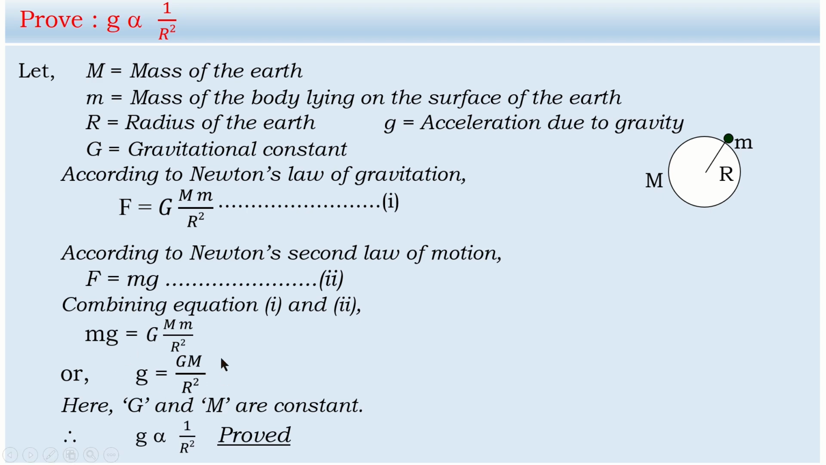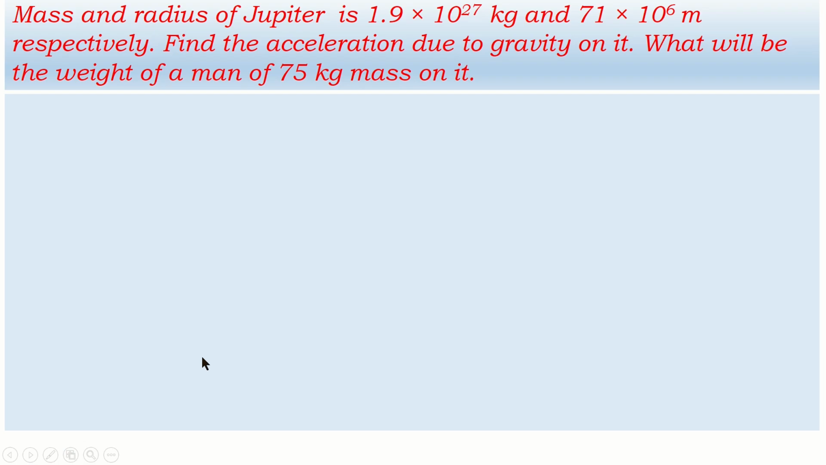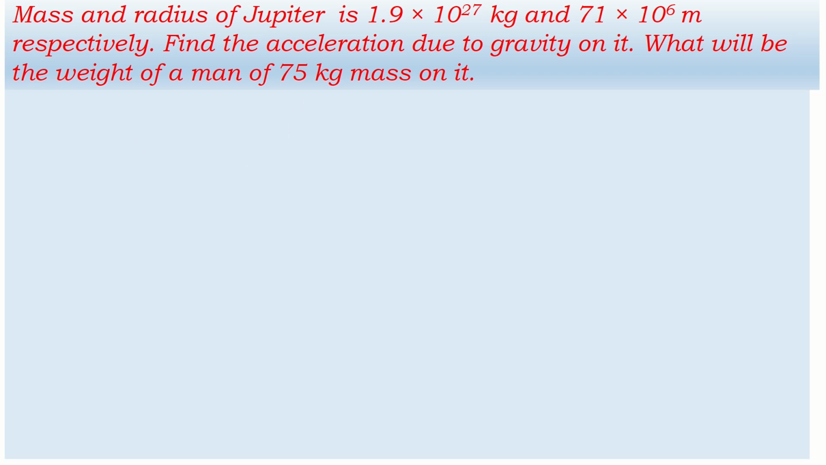I want to tell you about this equation. This equation is very important, and it is used to solve numerical problems also. So why don't we use this equation to solve one numerical problem? Look at this problem. The mass and radius of Jupiter are given as 1.9 into 10 power 27 kg and 71 into 10 power 6 meter respectively. Find the acceleration due to gravity on it and what will be the weight of a man of 75 kg mass on it. First, we have to write the given.